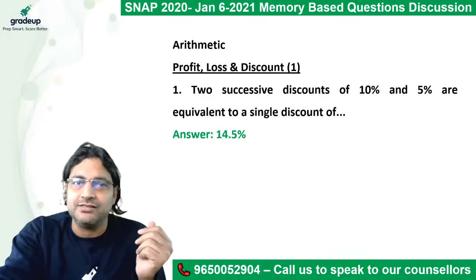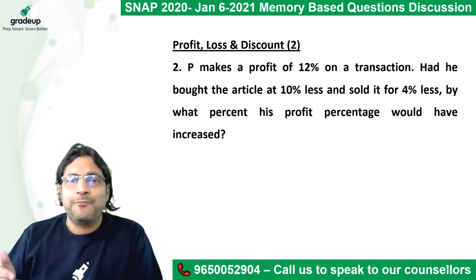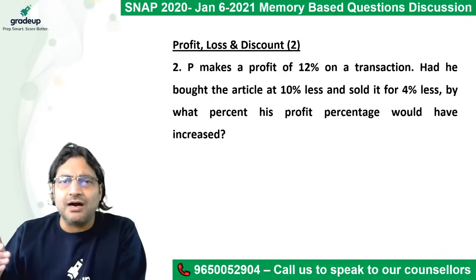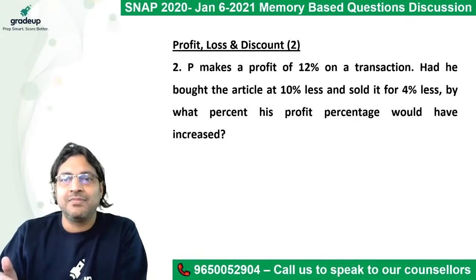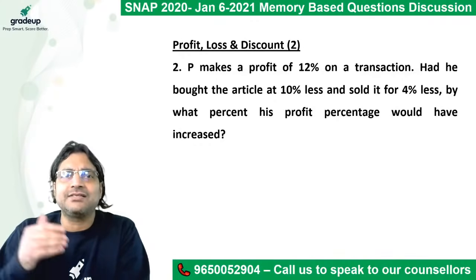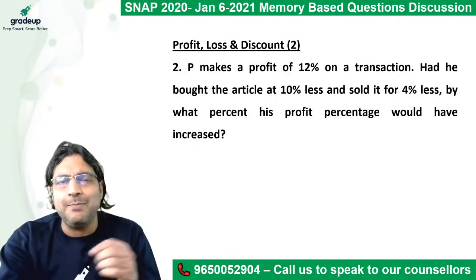You can keep taking the screenshots as well. This was the second question on profit, loss and discount. P makes a profit of 12% on a transaction. Had he bought the article at 10% less and sold it for 4% less, by what percentage would the profit percentage have increased?